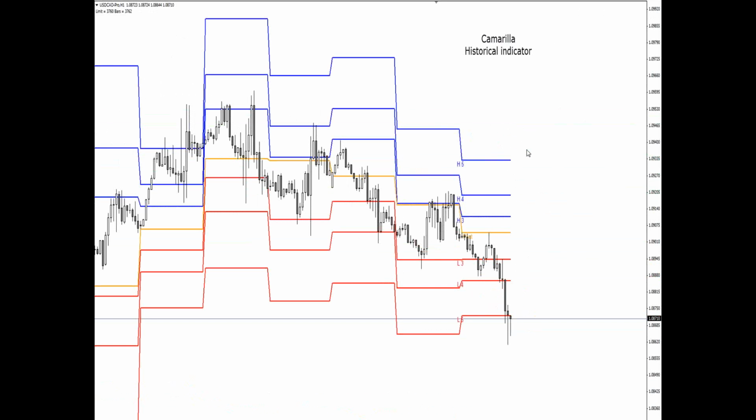This is the real power of Camarilla. It gives you basically the trend. It gives you counter trend setups, and breakout setups.